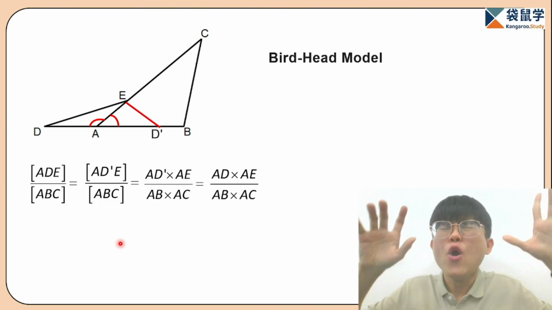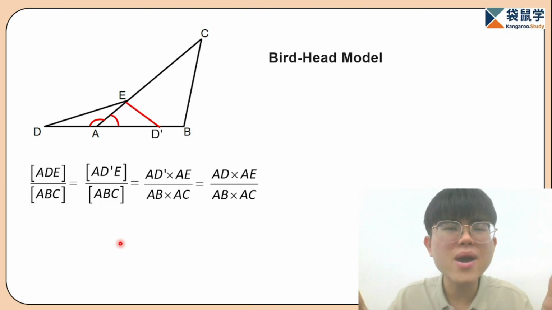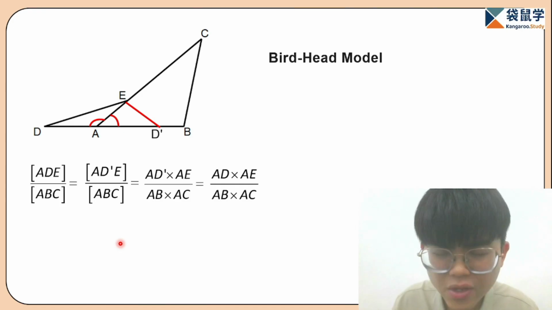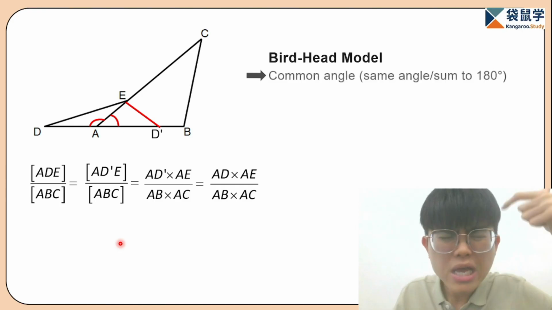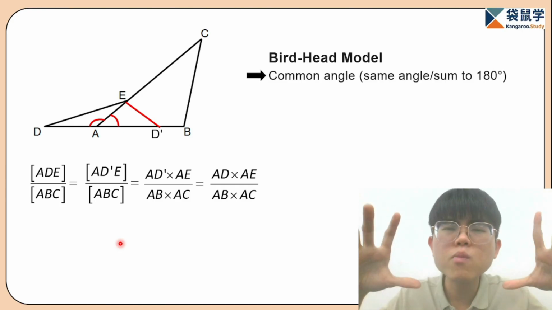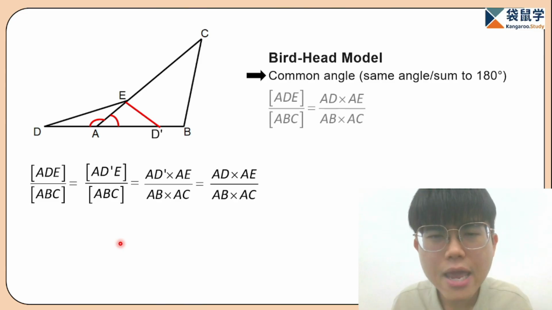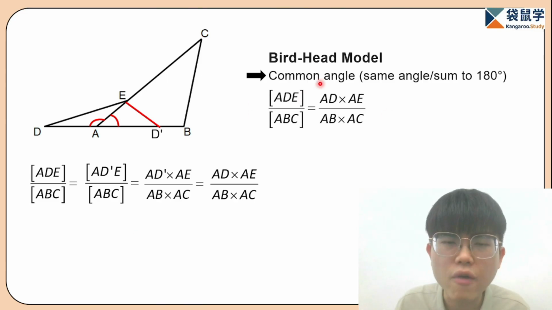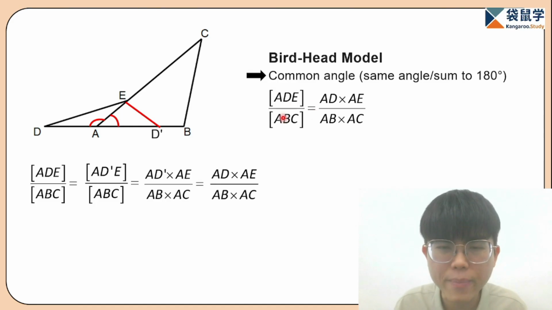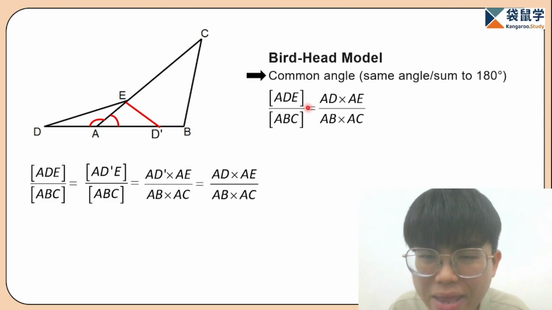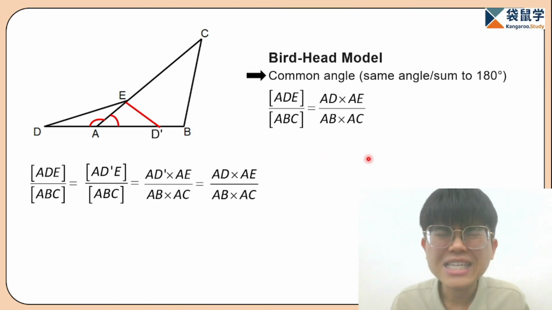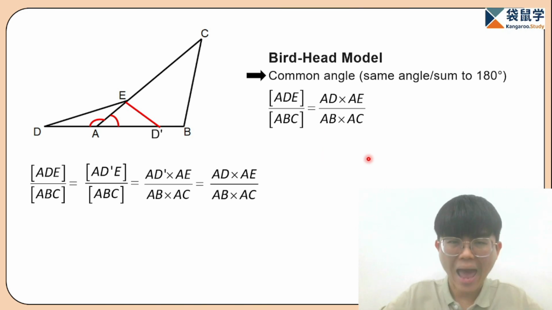180 degrees. We say that the characteristic of the Bird model is to have a common angle. The first one is to have the same angle. The second one is to have the sum 180 degrees. So we get the same conclusion such that the area ratio of the small triangle ADE to the big triangle ABC will be AD times AE over AB times AC. So this is all about the Bird model.